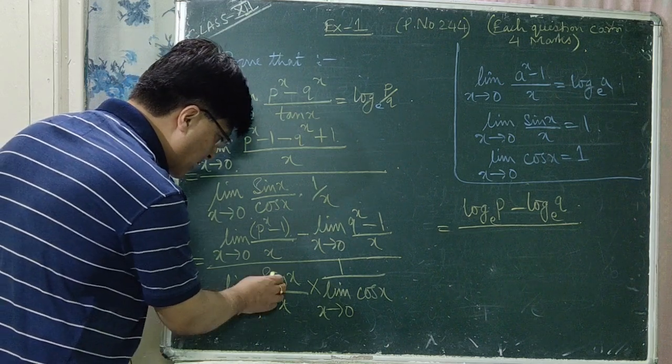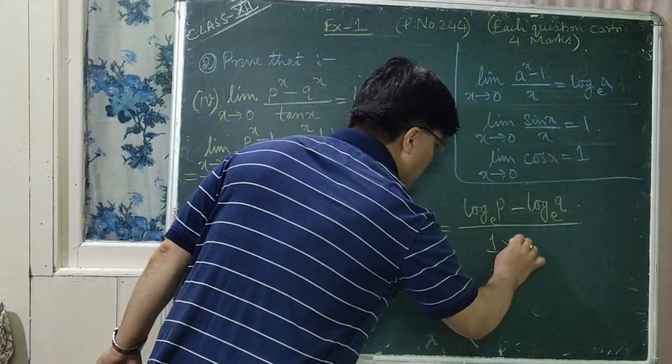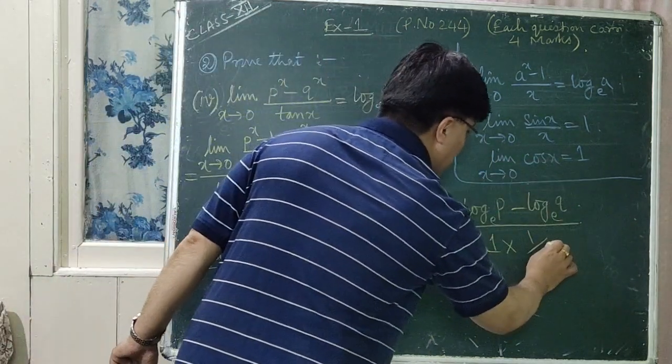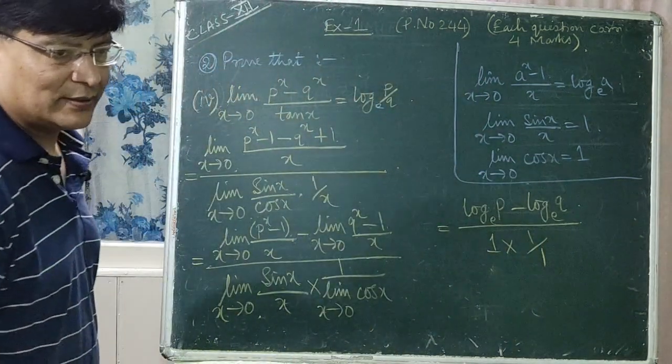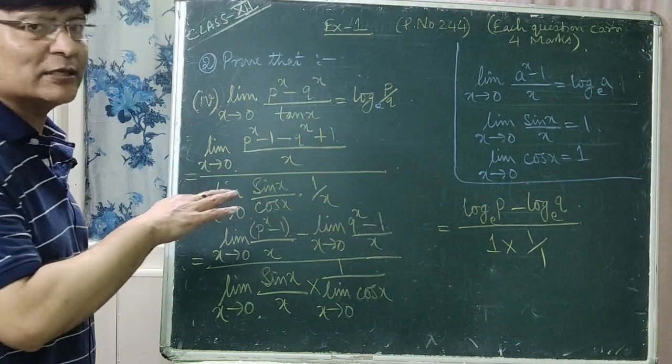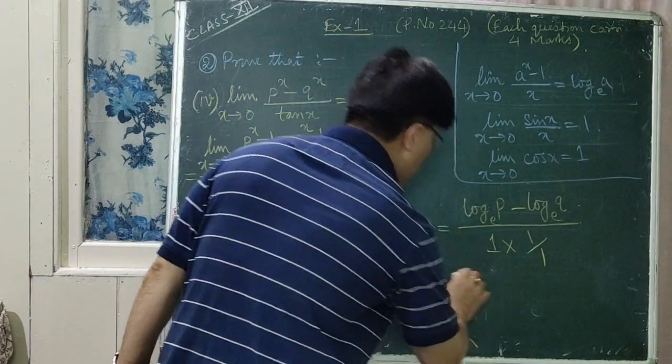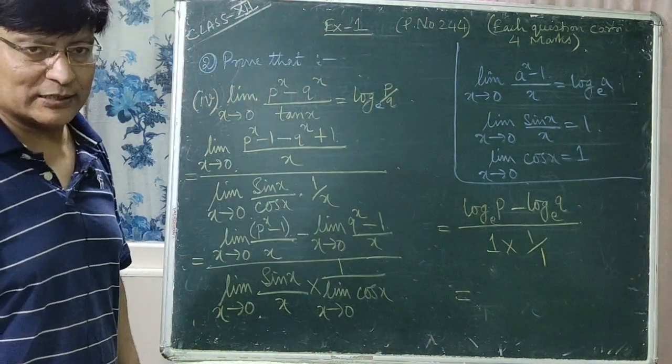what is the value of this limit? Limit x tends to 0, sin x by x is always 1, into 1 upon, what is limit x tends to 0 cos x? It is always 1. So now the denominator is 1, you don't have to write it. If the denominator is 1, you don't have to write 1 in the denominator.